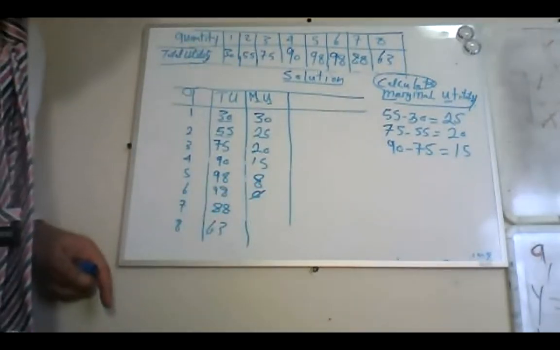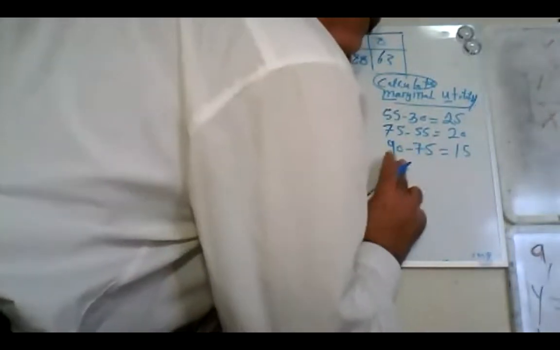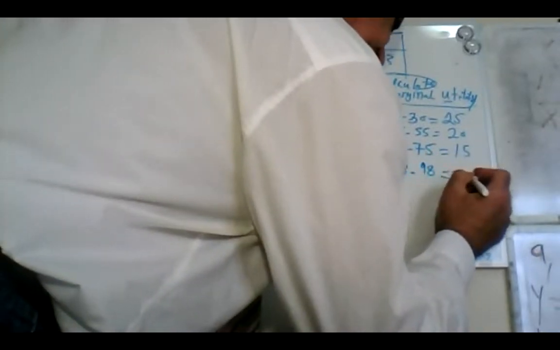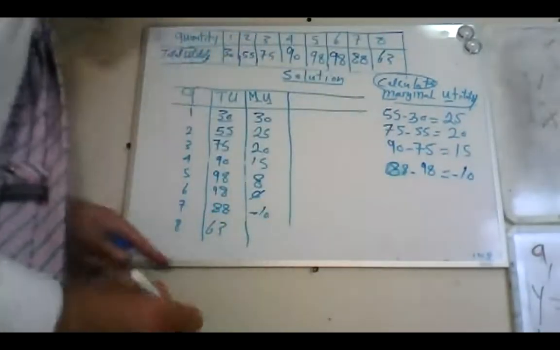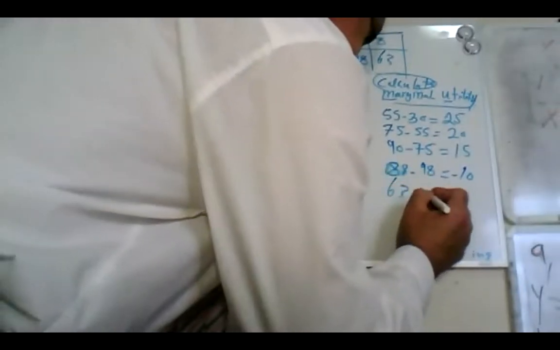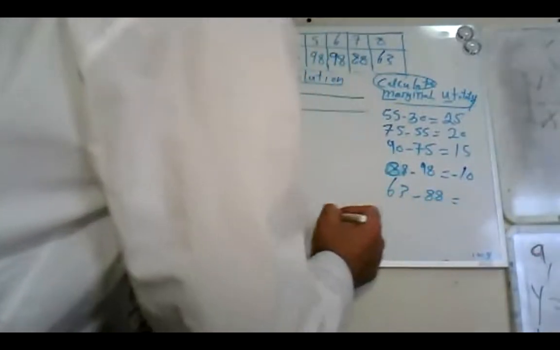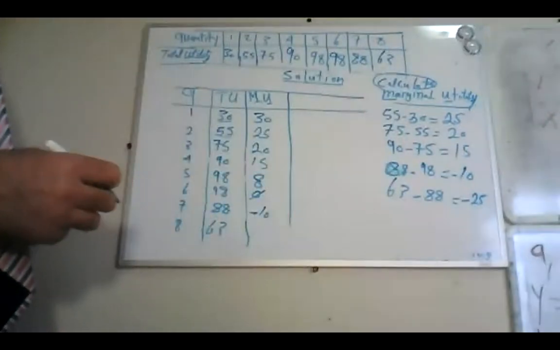That's fine. Now this one, 88 minus 98 will give me minus 10. So here it is, minus 10. Then 63 minus 88 will give me minus 25.